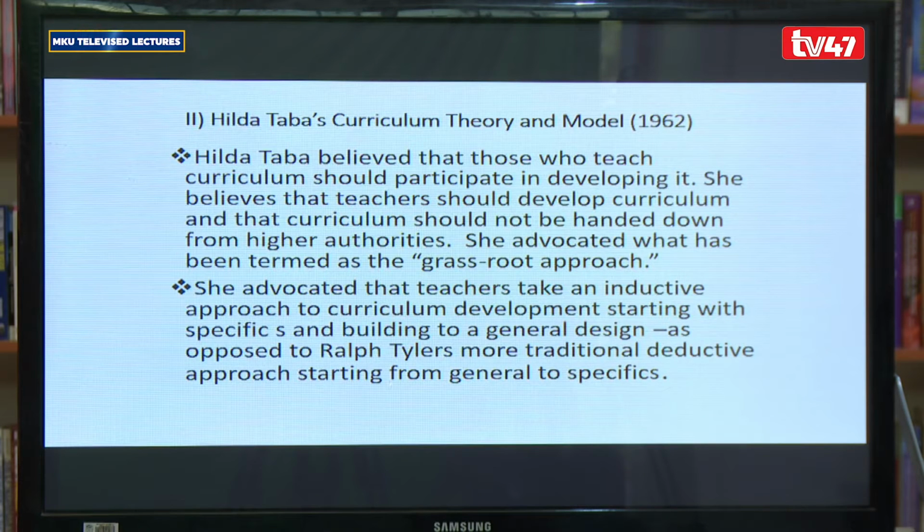She advocated that teachers take an inductive approach to curriculum development, starting with specifics, building to the general. This was opposed to what Ralph Tyler emphasized.